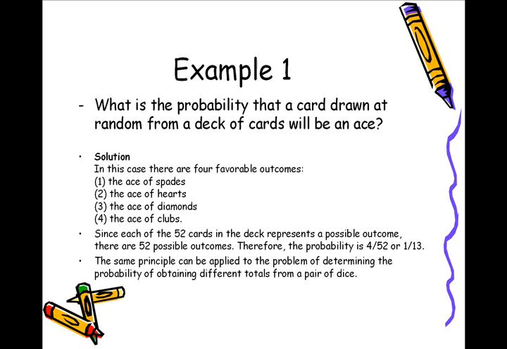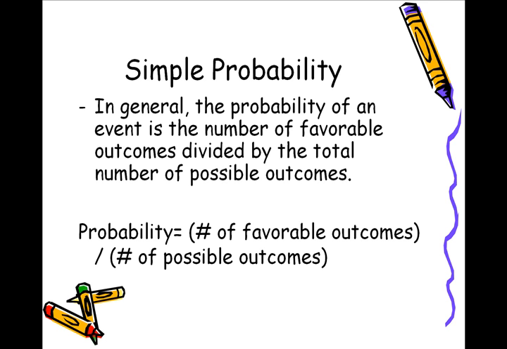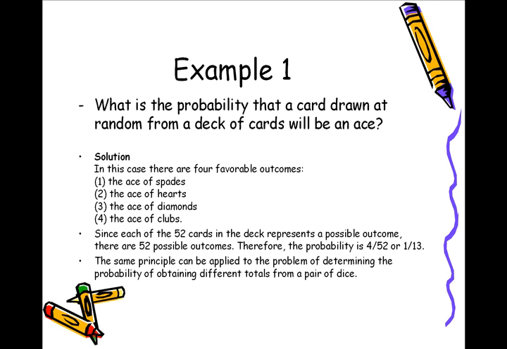So let's take a look at a couple of examples. Here I have a card that I want to draw from a deck of cards, and it has to be an ace. Now we know that there are 4 aces in a deck, and the total number of cards is 52. So again, going back to our formula, the number of favorable outcomes in this case is 4 aces. Total outcomes is 52. So the answer is 4 divided by 52, or 1 over 13.